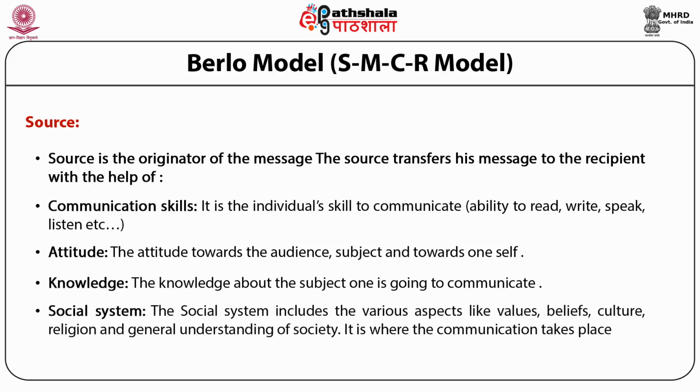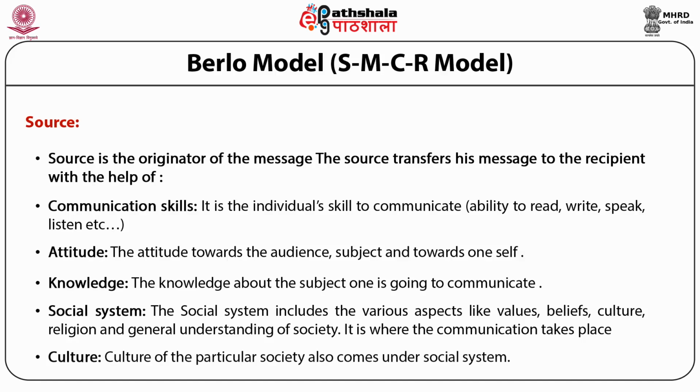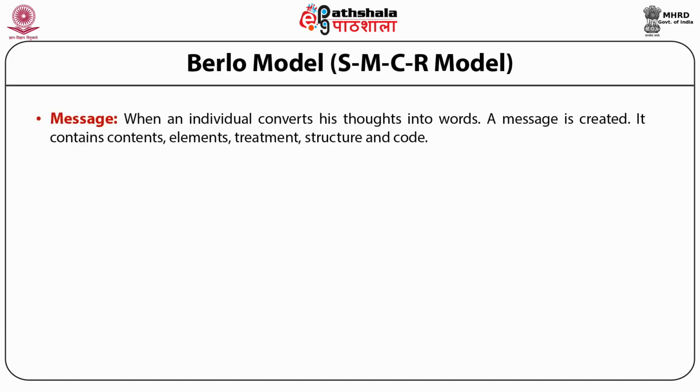Social system. Social system includes various aspects like values, beliefs, culture, religion, and general understanding of society. It is where the communication takes place. Culture. The culture of a particular society also comes under the social system. Message. When an individual converts his thought into words, a message is created. It contains content, elements, features, and code.